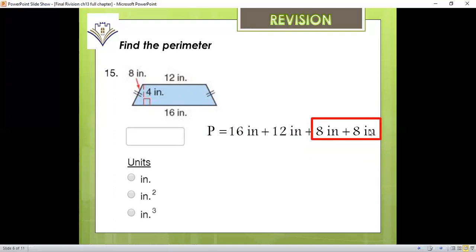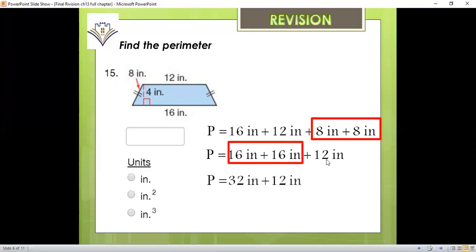Look, 8 and 8 is equal to 16. Then the perimeter is 16 plus 16 plus 12. 16 and 16 is equal to 32. Then 32 plus 12 is equal to 44 inch. The answer is 44, and the unit is inch, not square inch. The perimeter is only inch.